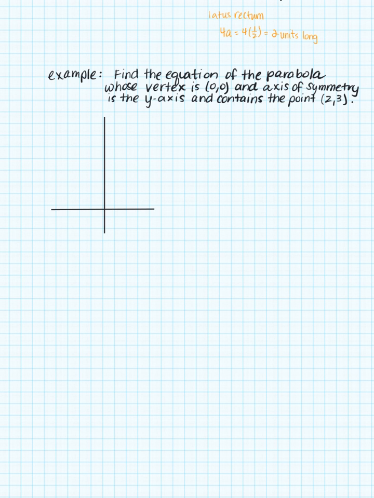Let's try a different type of example. This time we'll find the equation of the parabola. We're given the vertex to be (0, 0), and the axis of symmetry is the y-axis. So we know it either opens up or down. If I plot the point (2, 3), which it contains, I can see that this parabola is going to open up, in fact. So here's (2, 3), and if the axis of symmetry is the y-axis, then I get the point (-2, 3) on the graph as well.